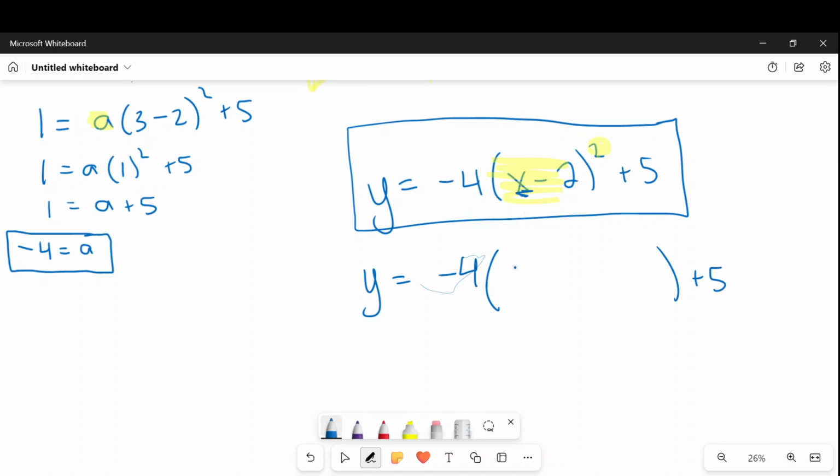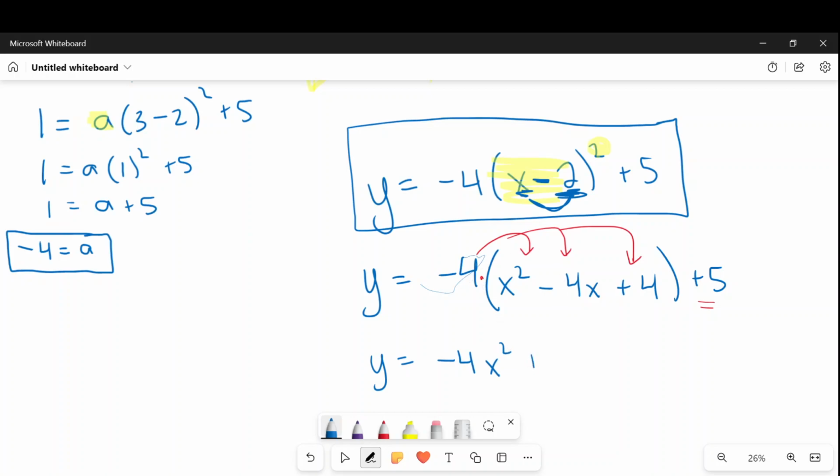So I need to square the first, double the product. So the product would be negative 2x. And if I double that, I get negative 4x. And then I need to square the last, which would be 4. So I did the squared on that bracket. Now I can multiply, because multiply comes before add. So I'm going to multiply negative 4 by everything in that bracket. So I'm expanding negative 4 into the bracket. So I get negative 4x squared. Negative 4 times negative 4x is positive 16x. Negative 4 times positive 4 is negative 16.